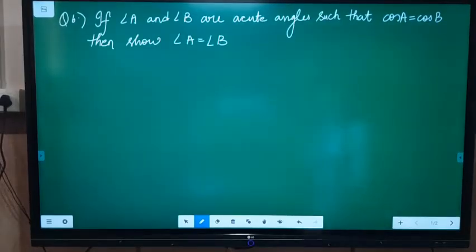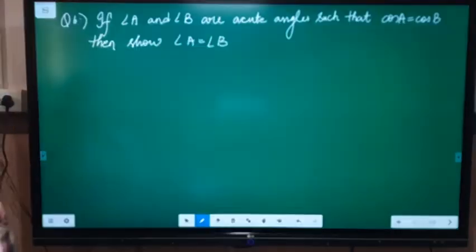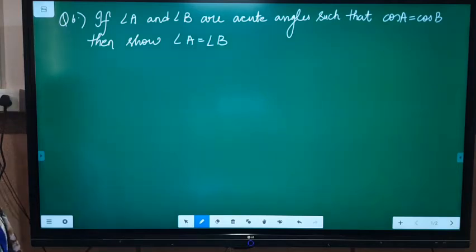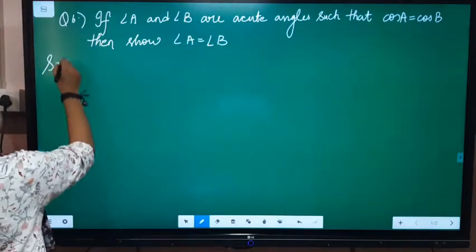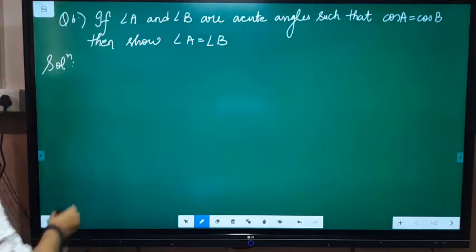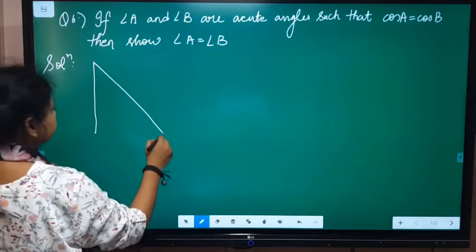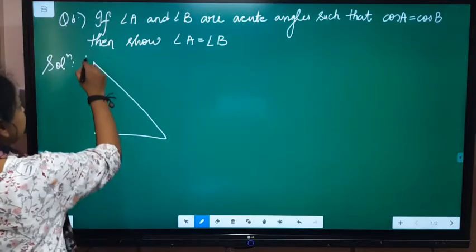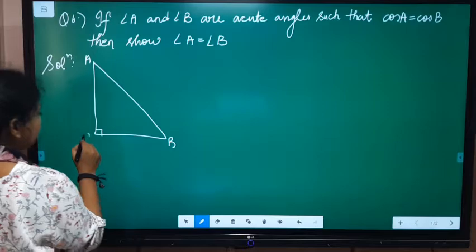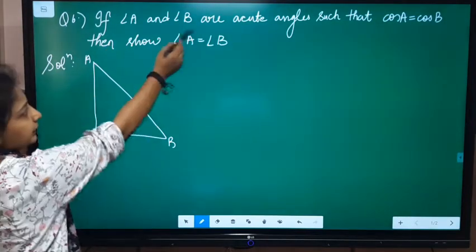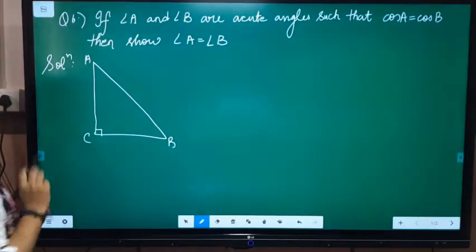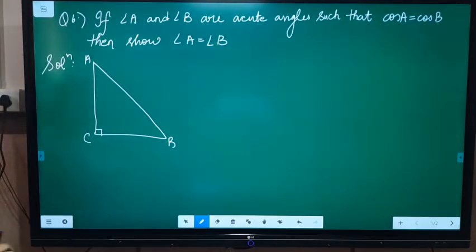Now question number 6. If angle A and B are acute angles such that cos A equals cos B, then we have to show that angle A equals angle B. Again, let us consider a triangle ABC. This is a right angle triangle and we know angle A and angle B are acute angles. So obviously angle C has to be 90 degrees, right?